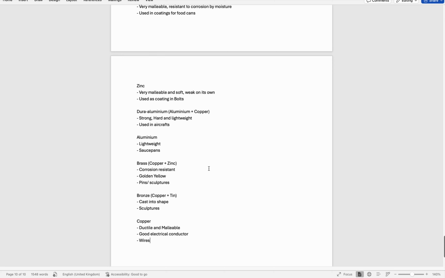And the last, copper, it is very ductile, very malleable. It's a very good electrical conductor and is used in wires. That is because it can take the form of 2 plus and 3 plus, which means that it has quite a lot of electrons to contribute to the sea of delocalized electrons, so it can conduct current quite well.